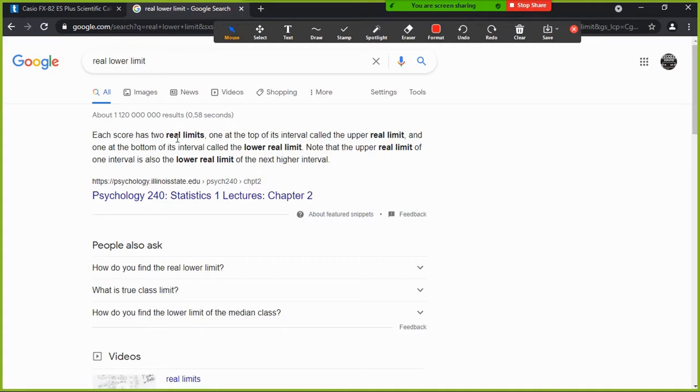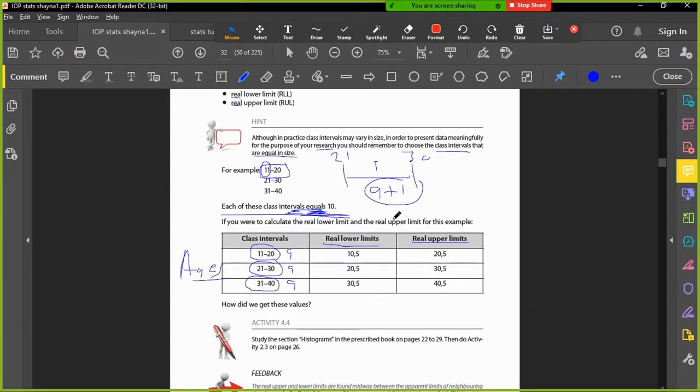Each score has two real limits. One at the top of its interval is called the upper real limit, and one at the bottom of its interval is called the lower real limit. Note that the upper real limit of one interval is also the lower real limit of the next higher interval. Okay, that we can see. That basically defines what's in the textbook and the study guide. So that we already know.